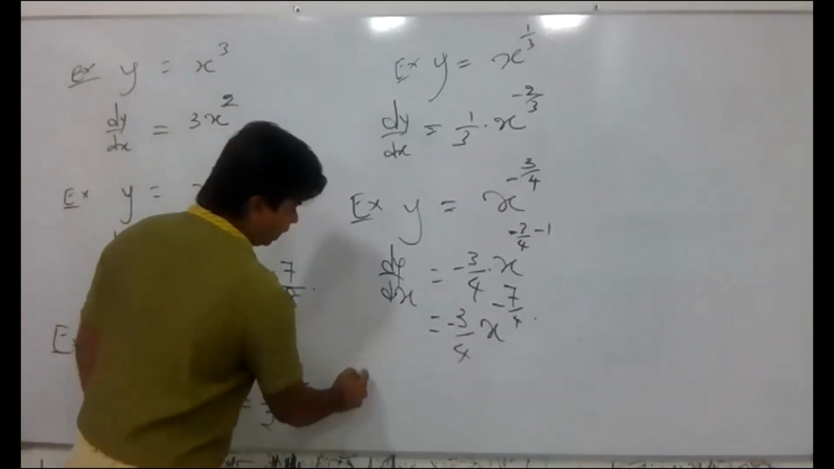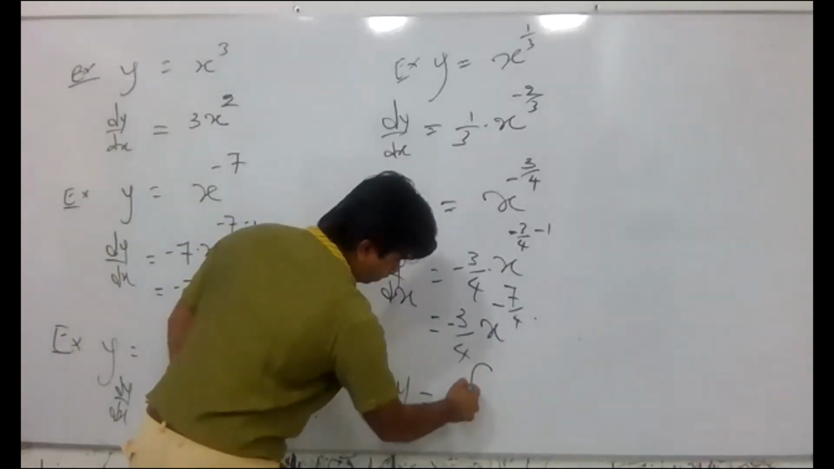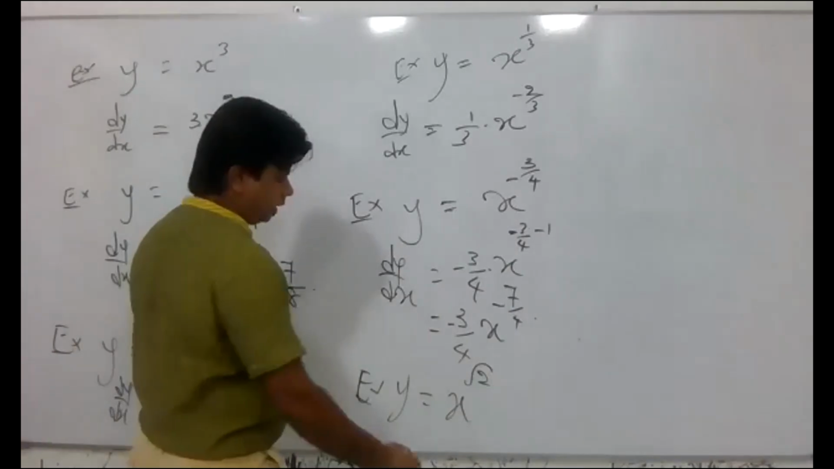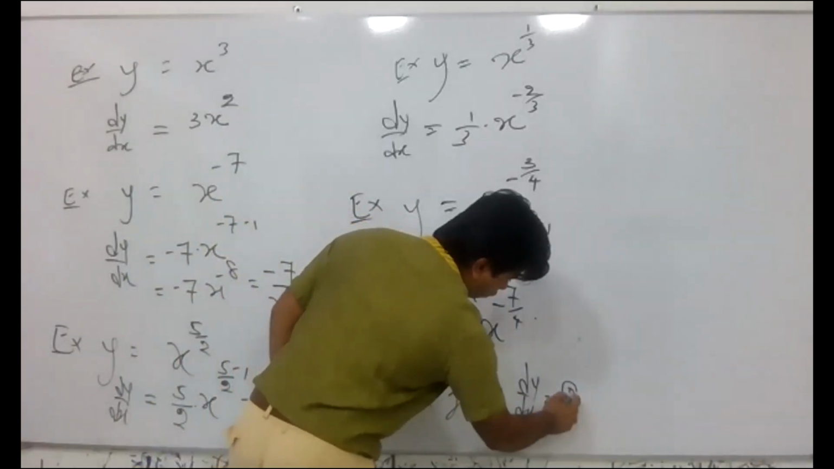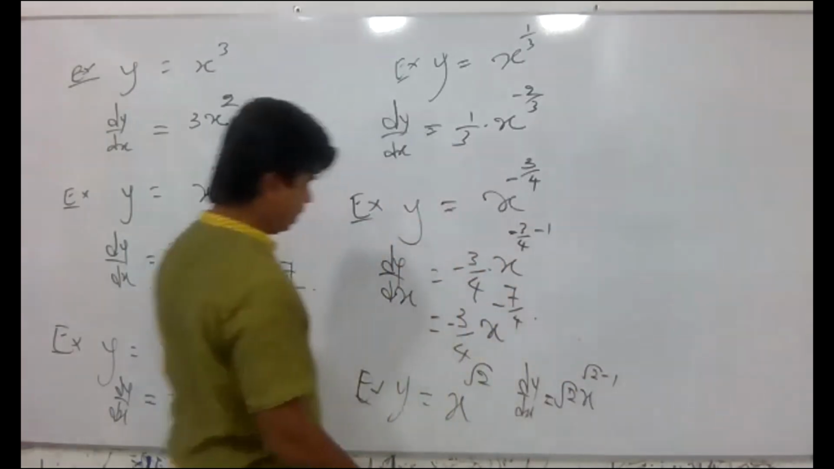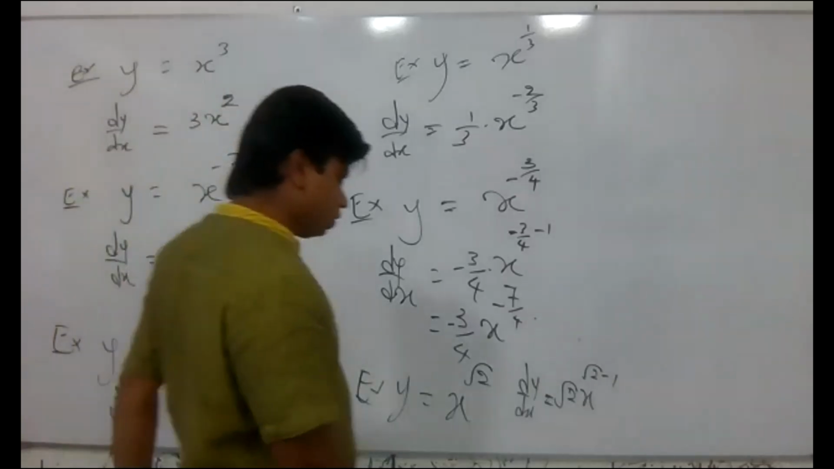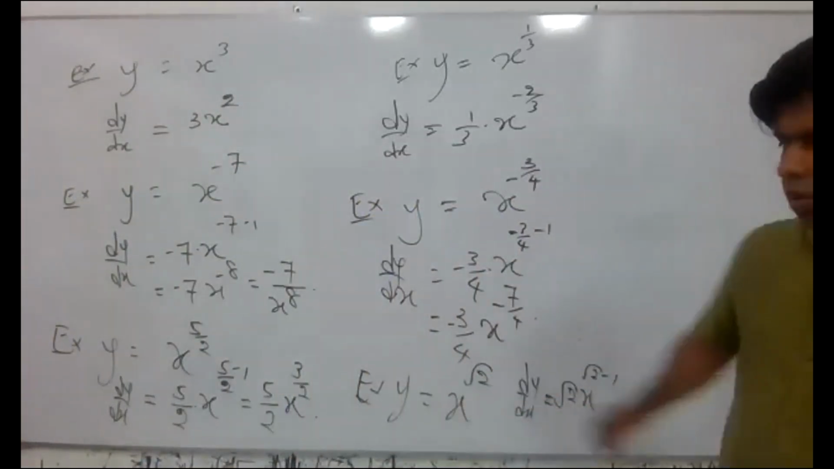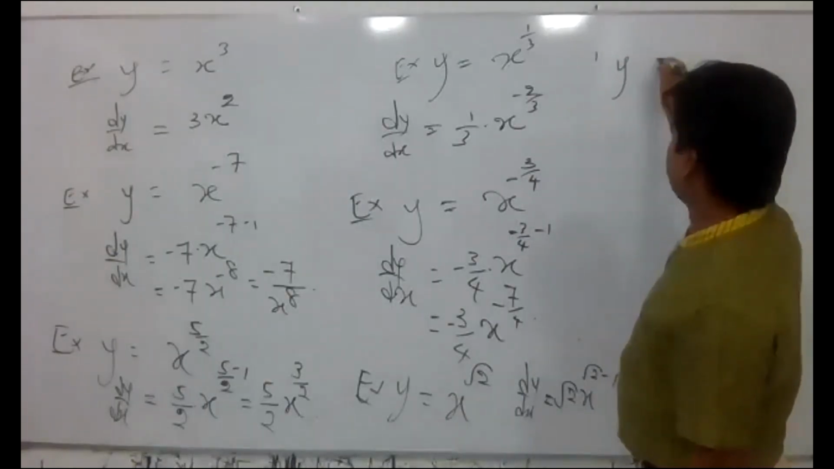And if you have a function y equals x to the power root 2, what is the answer there? dy by dx equals root 2 x to the power root 2 minus 1. Clear? So you can take it like that. Please take these examples also, and you can do these questions by yourself.